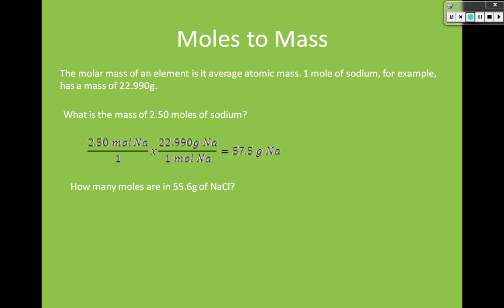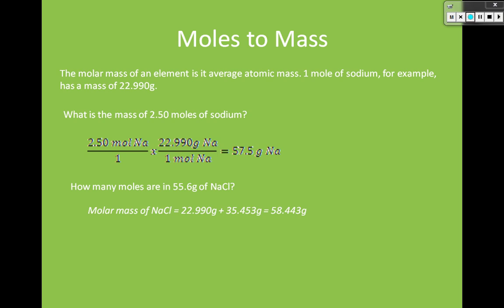It's quite simple. So NaCl has 1 sodium and 1 chlorine. So we look up the molar mass of sodium, which is 22.990 grams, plus the molar mass of chlorine, which is 35.453 grams, and that's a total of 58.443 grams. So the molar mass of sodium chloride is 58.443 grams.